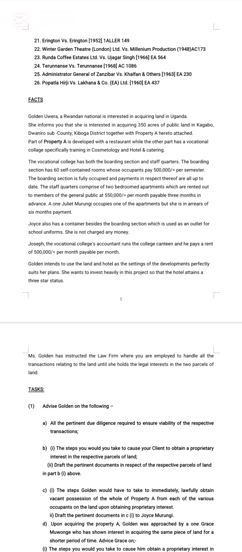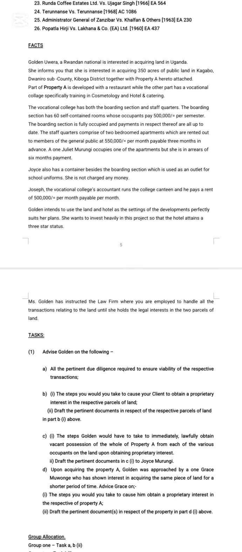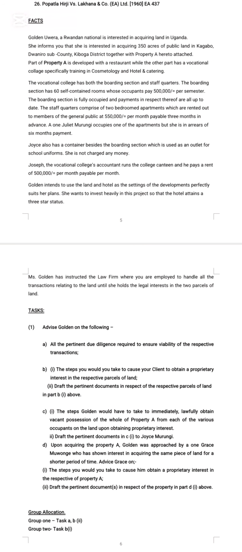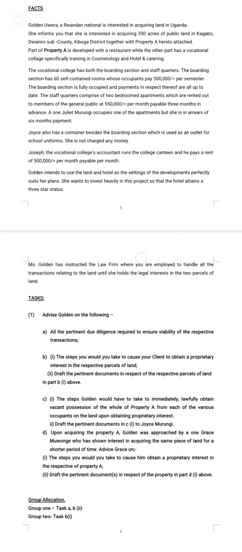Property A has two parcels attached. Part of property A is developed with a restaurant, while the other part has a vocational college, specifically training in cosmetology and hotel and catering. The vocational college has both the boarding section and staff quarters. The boarding section has 60 self-contained rooms whose occupants pay 500,000 per semester.